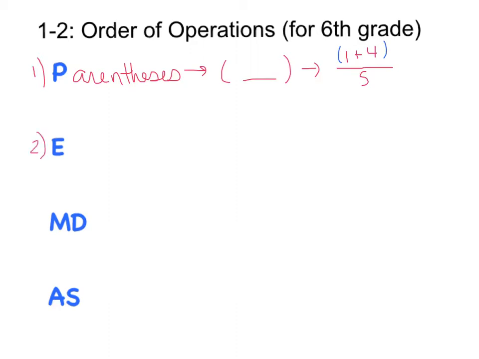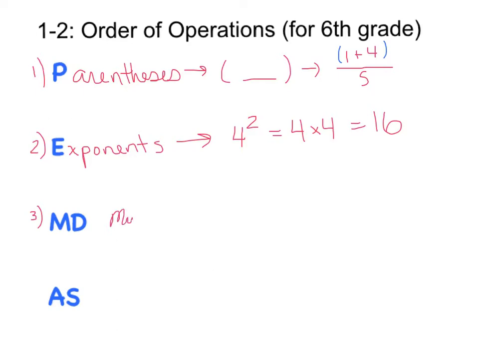The second step is to do anything with the exponents. Once again, an exponent looks like 4 raised to the second power, which actually means 4 times 4, which in this case would equal 16. Once I do anything inside of parentheses, I would next look towards the exponents. The third step is to do multiplication and division from left to right.